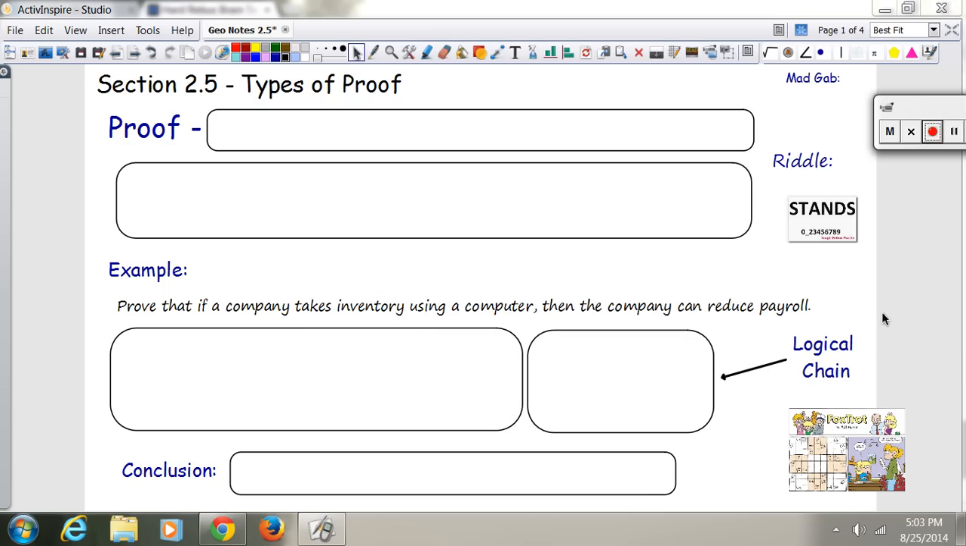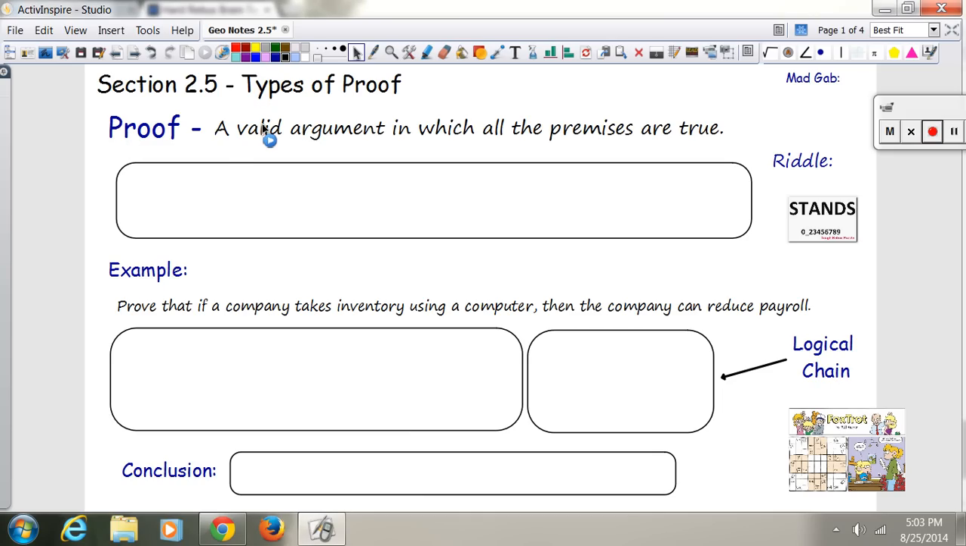Hey guys, these are notes for section 2.5, types of proof. So we're going to talk about some proofs here. A proof is a valid argument in which all the premises are true. So we're going to be basing these on all true statements.